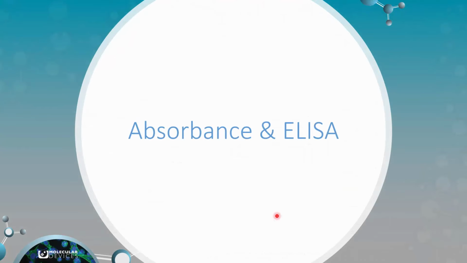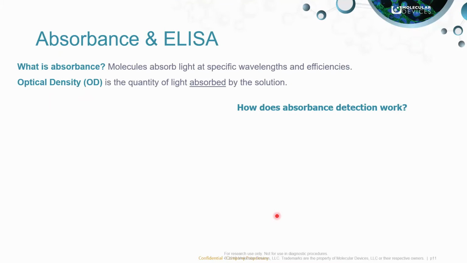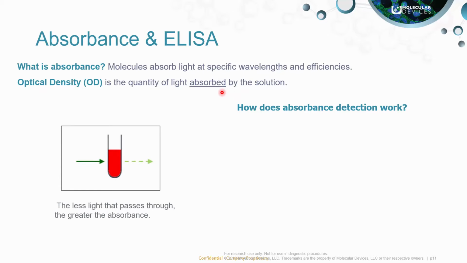Now we will move on to Absorbance and ELISA. To start off, we will ask the question, what is absorbance? Well, it is when a molecule absorbs light at specific wavelengths and efficiencies. Optical density denotes the amount of light absorbed by the solution. You can see on the left picture below where absorbance follows the Beer-Lambert law, where OD is directly proportional to the concentration of the sample being tested.